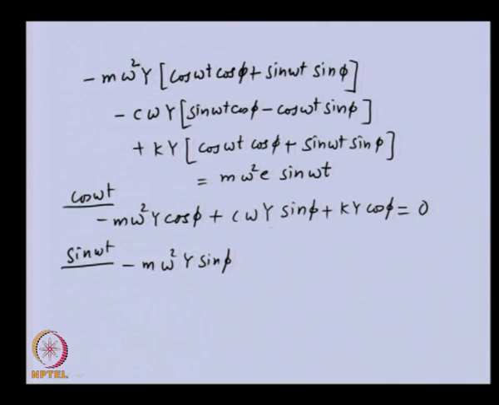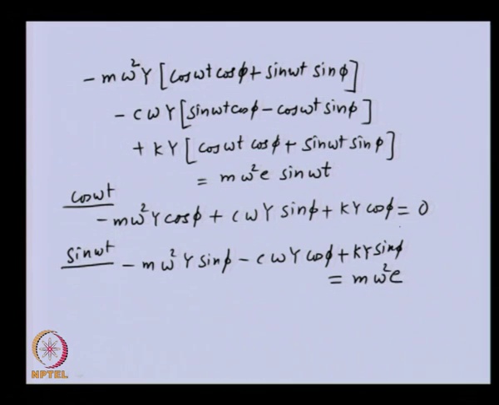Then the sin omega t terms: this is from inertia, then from damping, then from stiffness. And here in the right hand side we have the unbalanced force, so we will be having this term.